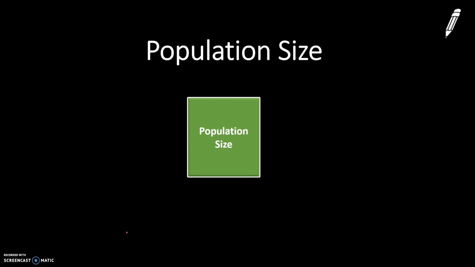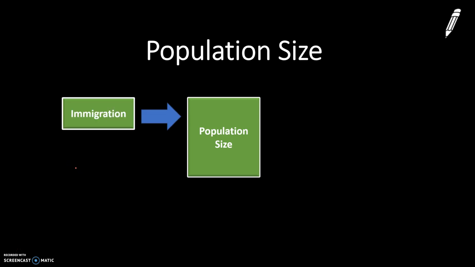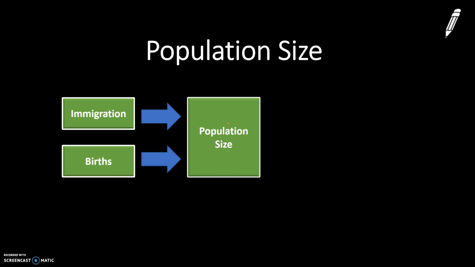And let's go over population size. What are four basic things that affect a population size? Well, simply put, we have immigration. Immigration is when new individuals enter the population. And we have birth rates. Birth rate is the number of individuals that are born into the population.